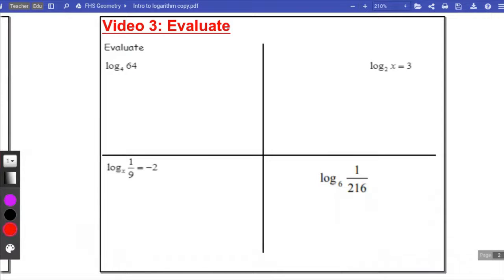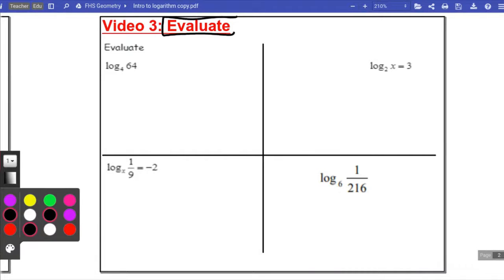All right, so in video 3, we are continuing doing the same thing, but we are evaluating this time. So it's the same concept, but this time you're actually going to solve it, as opposed to just writing it and leaving it alone. You're going to take a further step. How do we go about doing that?